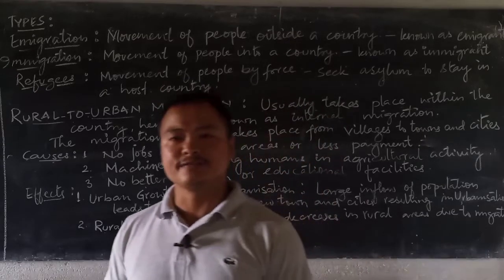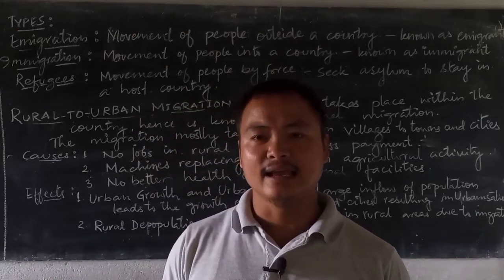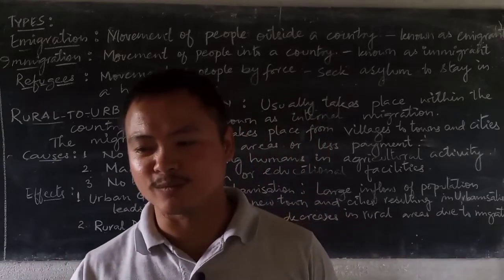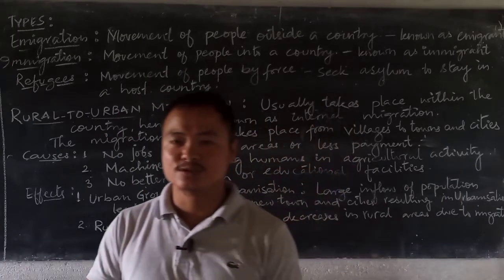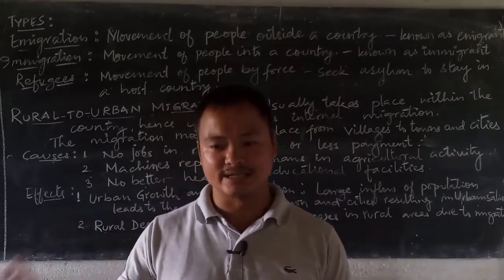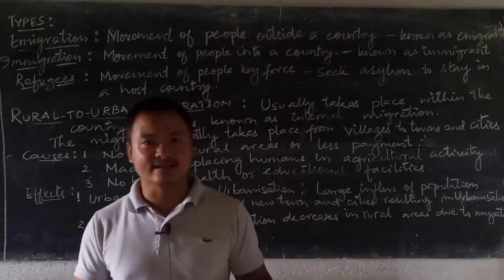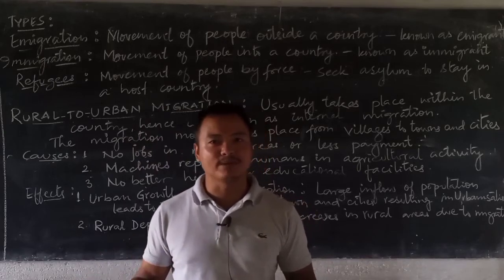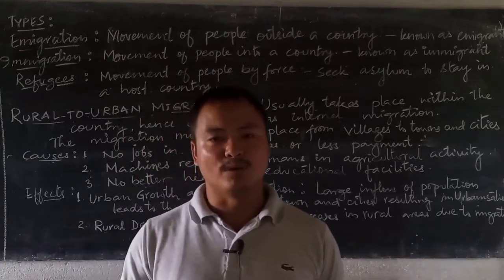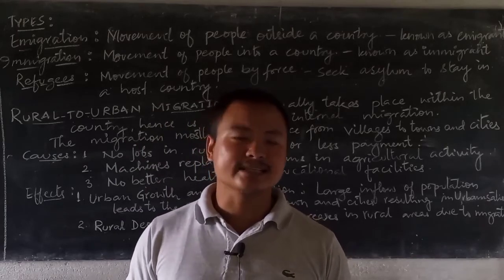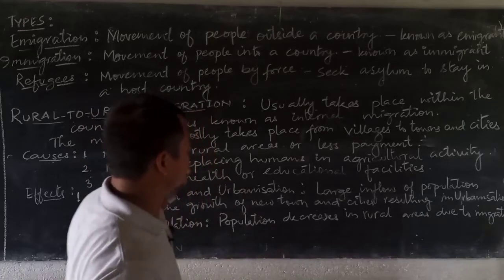On the other hand, migration can also be seen as a way where people are moving from one place to another, say from place A to place B. In place A, the population is decreasing because people are moving out of that place. But place B is receiving the population, so the population will increase. In this case, we can define migration by type.